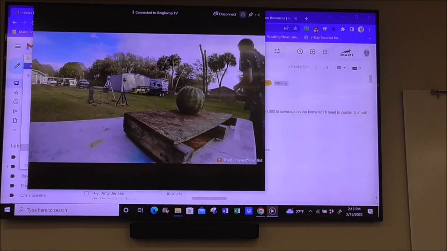First up is the watermelon test. So it's not exactly a scientific approach, but it's a pretty common benchmark used by other YouTube channels.